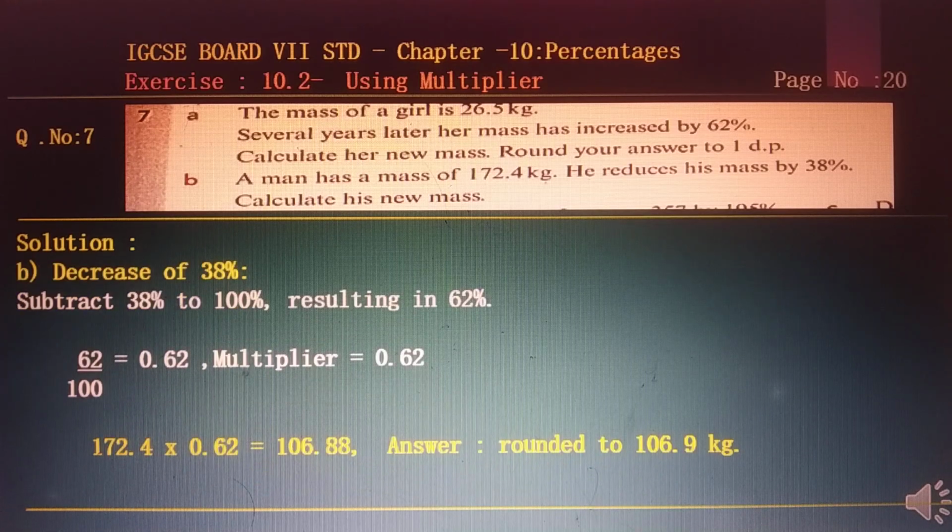In question number B also the same. 38% decrease means we have to subtract 38 from 100. We are getting 62 percent. 62 upon 100 is 0.62, the multiplier is 0.62. The 172.4 is given in the question. 172.4 multiplied with the multiplier 0.62, we are getting 106.88. Rounding the figure, we get 106.9 kg. That is the final answer.